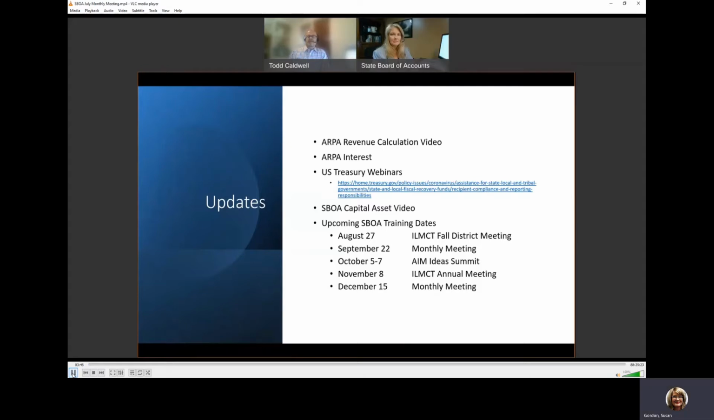Basically, it reiterates that interest can be earned on ARPA money. We had quite a lot of questions about how that could be handled, and you can earn interest on that ARPA money. It does not have to be in a separate bank account. It can be, but it doesn't have to be. And the interest earned on the ARPA money does not have to be remitted back to the federal government, as is sometimes the case on federal dollars if you're earning interest on it. That falls under the cash management compliance requirement, and that doesn't apply to the ARPA.